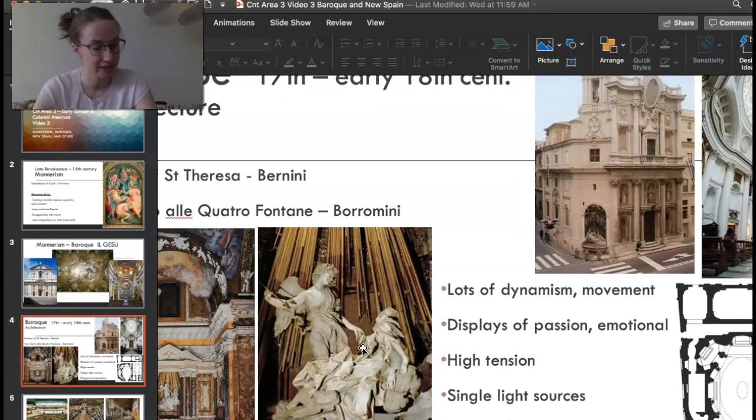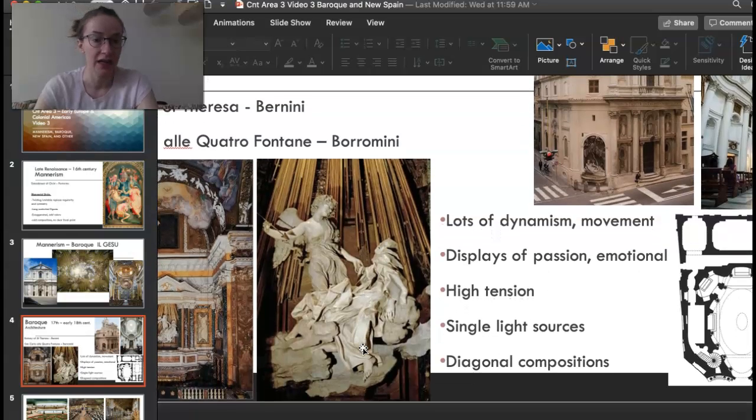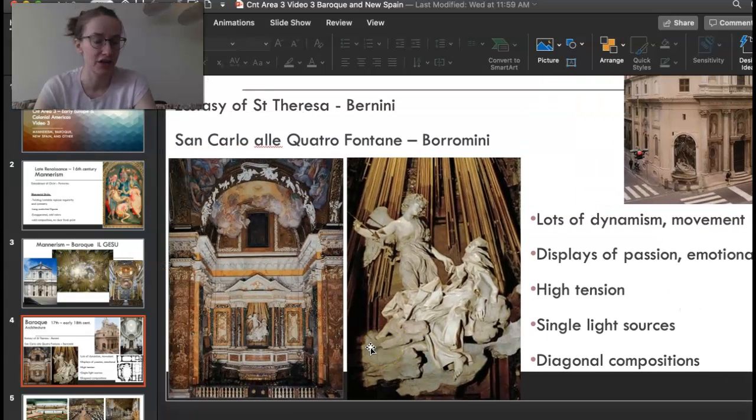So remember the Ecstasy of St. Teresa. He creates this almost stage. He worked in the theater, Bernini did, before becoming an architect. And so you see this theatrical element. We see this raised platform.